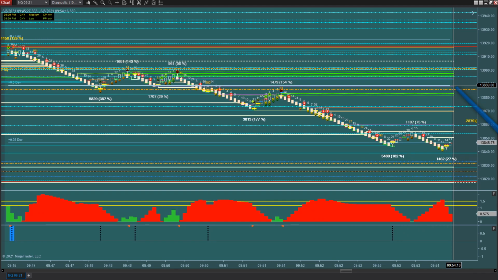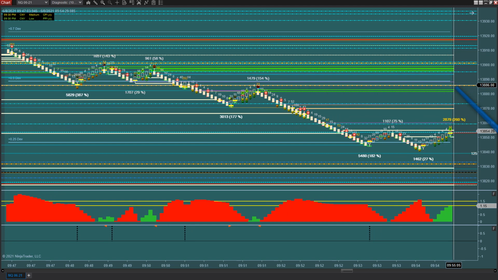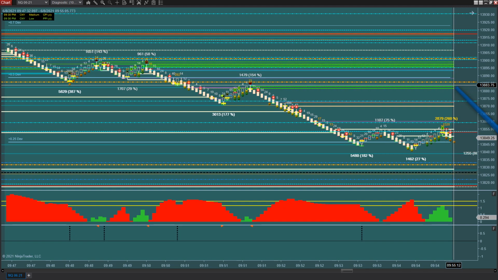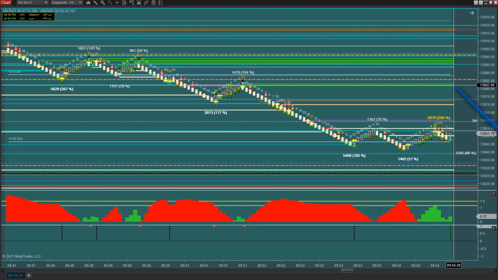Let's see here. All right, we got a filtered TX long. We gonna take it? No, going right into a wall, going into a dev. A mini magnet right there, which is like right on top of the previous mini magnet before it started. And DR is low. So we don't want to take that one.